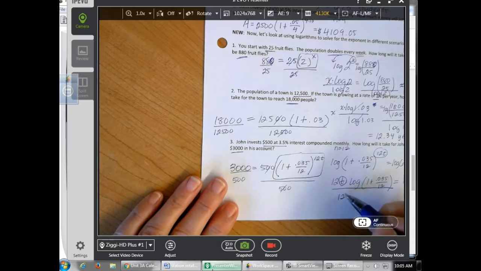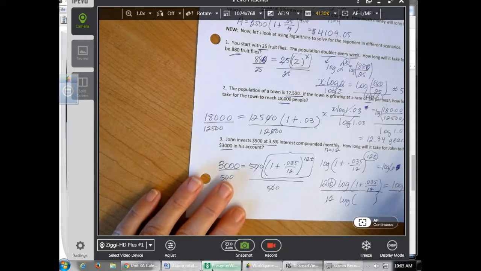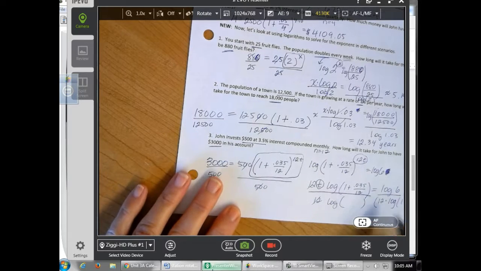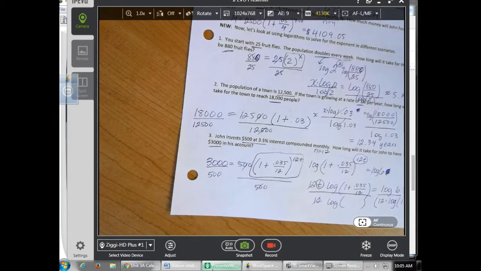And then to solve for this t, it's like one of the ones we did earlier. I'm going to divide by 12, and I'm also going to divide by the log of all of this. So 12 times, remember this is all together. I'm going to show you how I would probably do it. 1 plus 0.035 over 12, and all of that is multiplying the denominator. I probably wouldn't do it that way, but I'll show you how I would do it in the calculator.